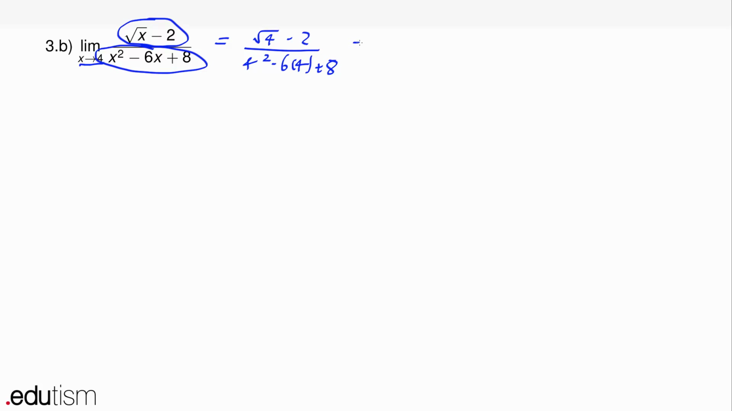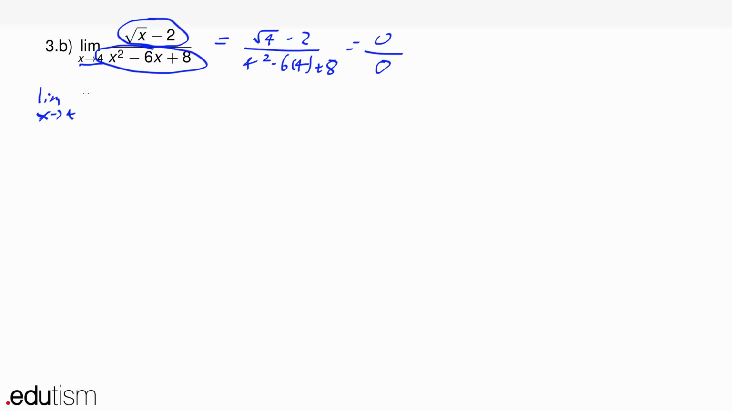Square root of 4 is 2, 2 minus 2 is 0 on the top. 4 squared is 16, 6 times 4 is 24, 16 minus 24 plus 8 is 0 on the bottom as well. Since we have 0 over 0, we're going to try to find some other method to apply to this problem. We can't factor and cancel because we cannot factor the top. So what we're going to do is multiply top and bottom by the conjugate.